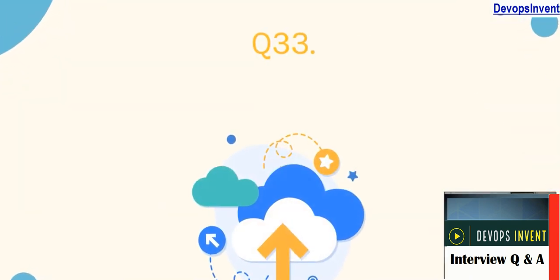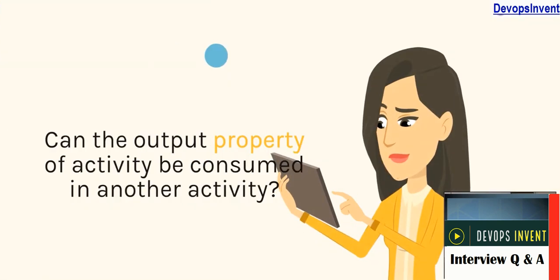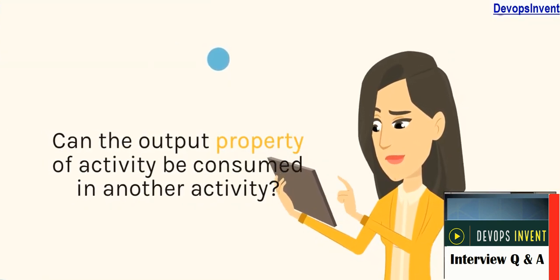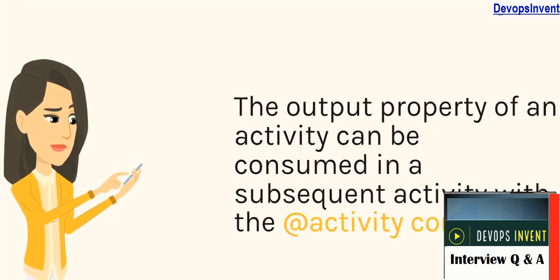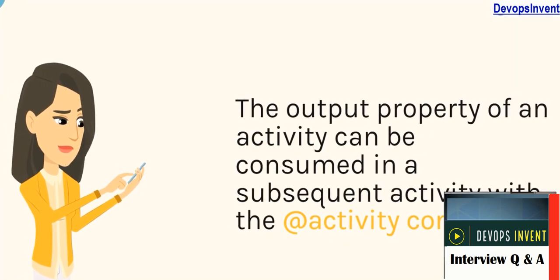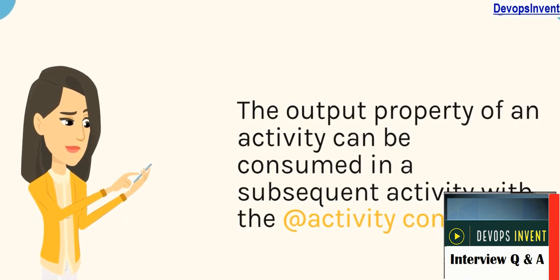Q33. Can the output property of an activity be consumed in another activity? The output property of an activity can be consumed in a subsequent activity with the @activity construct.